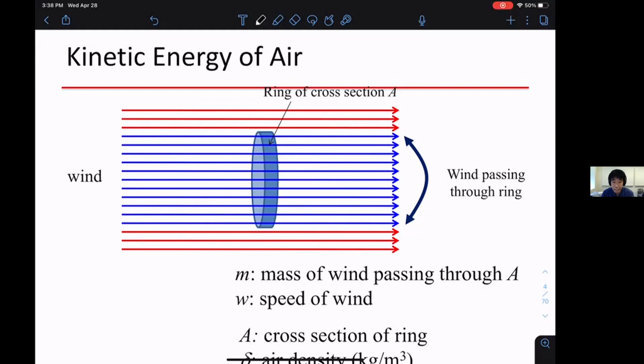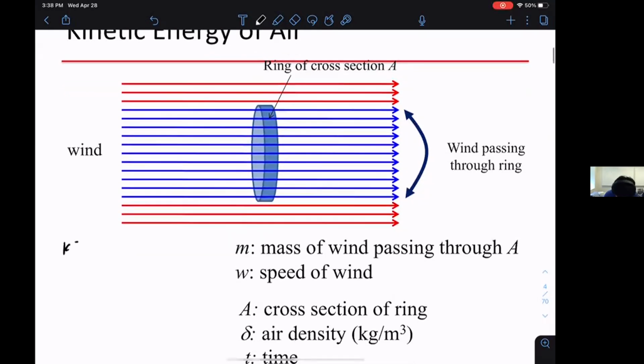So if you look at the energy equation, we have kinetic energy is 1/2 m w squared. w is the speed. We can measure wind speed pretty easily, but the mass is hard to talk about. It's hard to think of mass. We don't really think of the mass of the moving air.